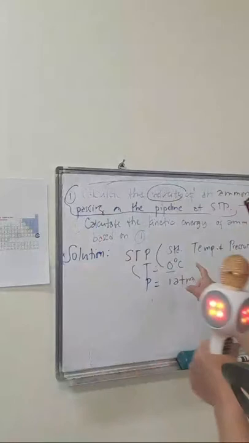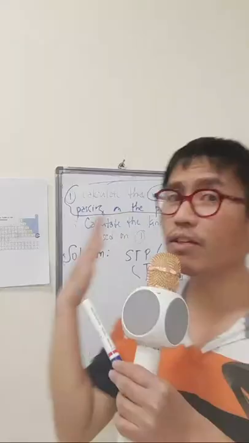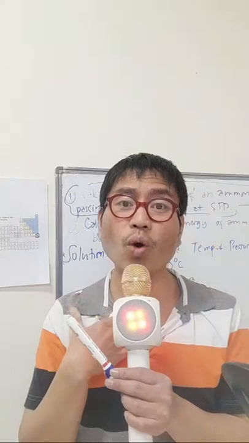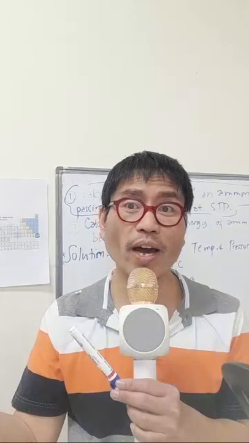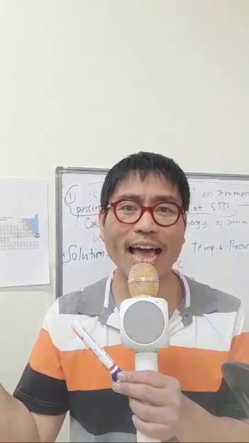STP temperature is always 0 degrees Celsius, equivalent to 273 Kelvin. Because if you multiply 0 to a numerical figure, it will become 0, so we use 273.15 Kelvin so that it won't be zero. That's why in the ideal gas equation, the capital T is Kelvin, not degrees Celsius, even if the standard temperature of an ideal gas is 0 degrees Celsius. That is the main reason behind the capital T in the ideal gas equation.